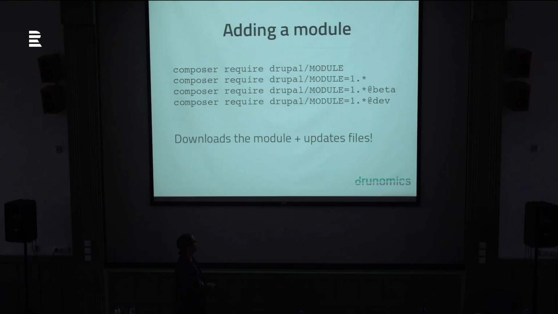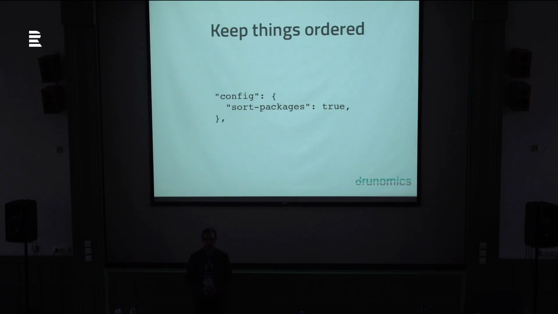Maybe I should mention composer require. It gets the module, but it also updates the composer.json file. What's not so nice about it is that by default it doesn't care about ordering, so you will end up with a quite messy composer.json file. But you can easily tell it to sort the packages it puts into the file. If you specify in the configuration of your composer.json that sort-packages is true, then it will automatically order them alphabetically in your file.